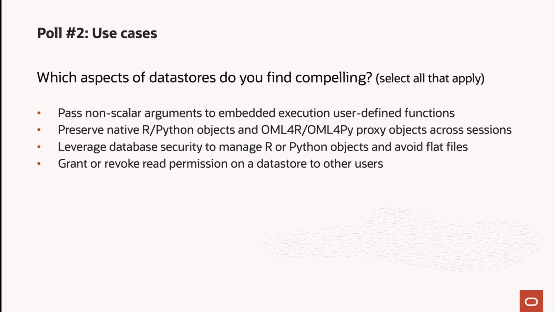So looks like we've got a really high percentage here of 85% saying preserve native R and Python objects and OML4R and Python proxy objects. In other cases, we've got about a third for leveraging database security to manage our Python objects, and another third for pass non-scalar objects, such as third-party models, to embedded execution. And a few are saying that grant or revoke read permission on the database to other users. So that's about a quarter of those. All right, well, thank you very much for that feedback.